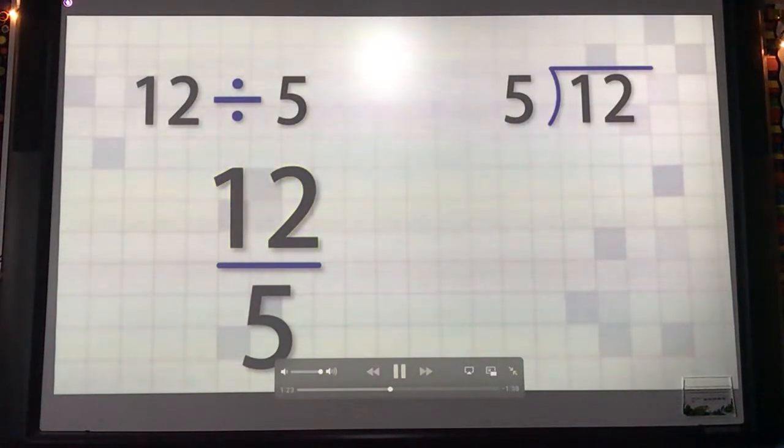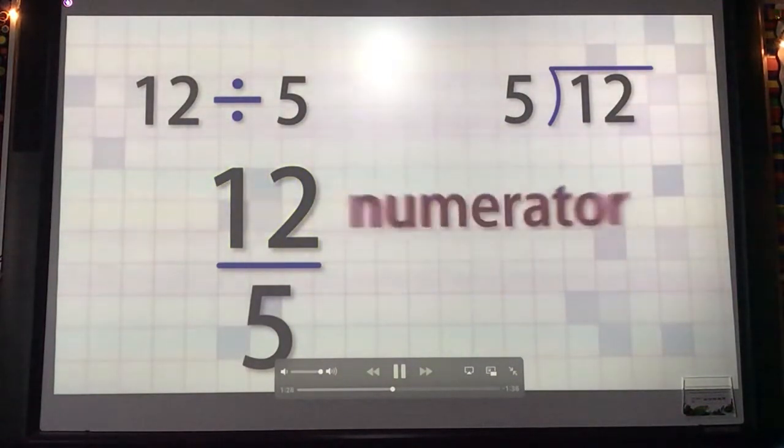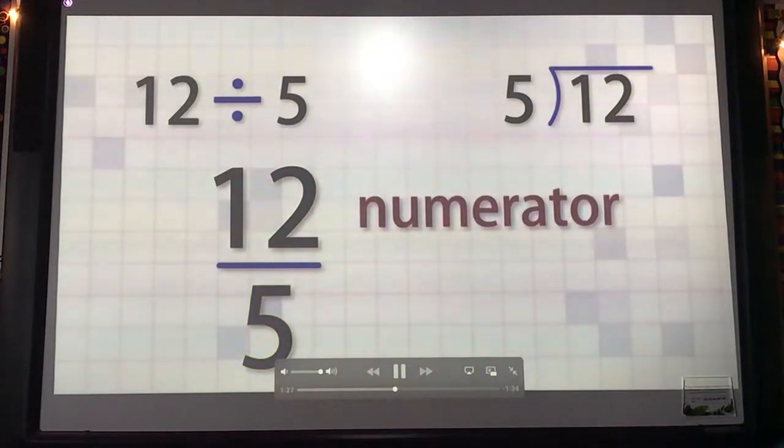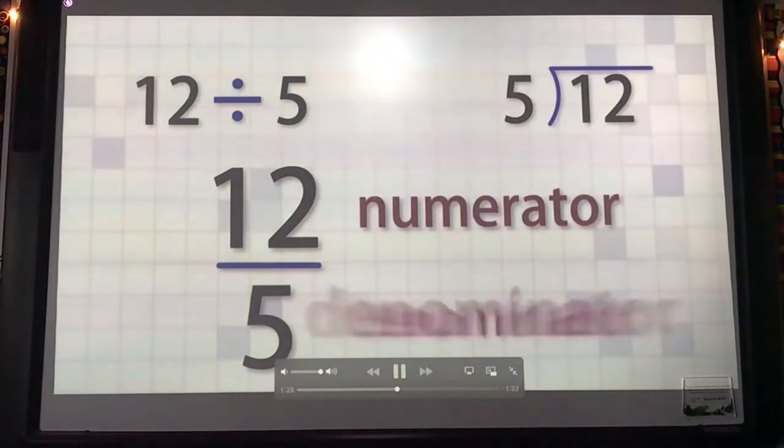The top number is the number being divided up, and we call it the numerator. The bottom number is the number we're dividing by, and we call it the denominator.